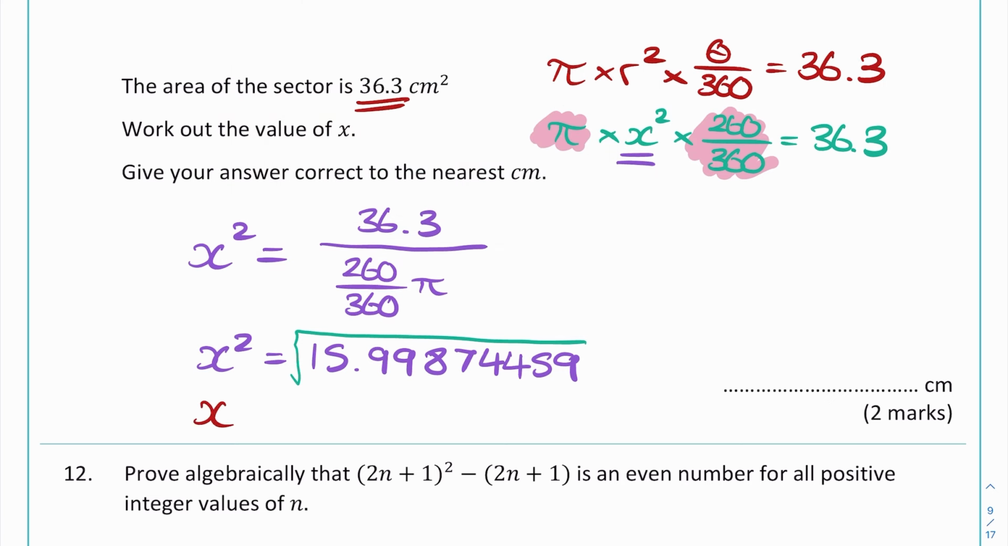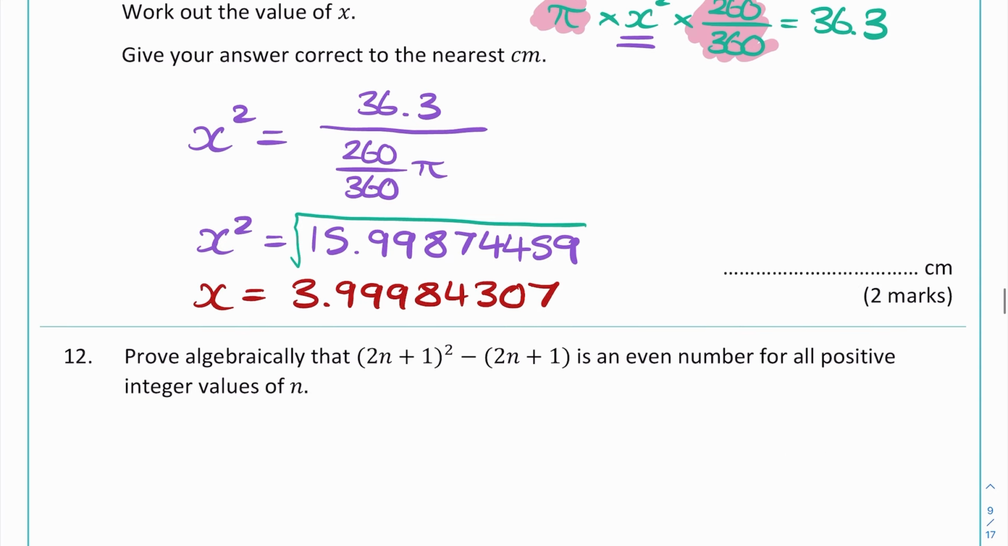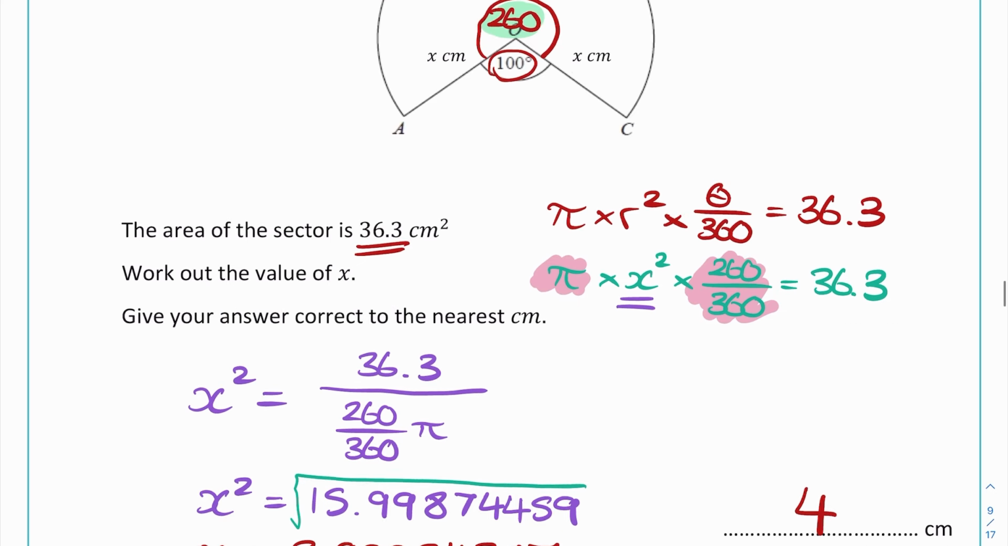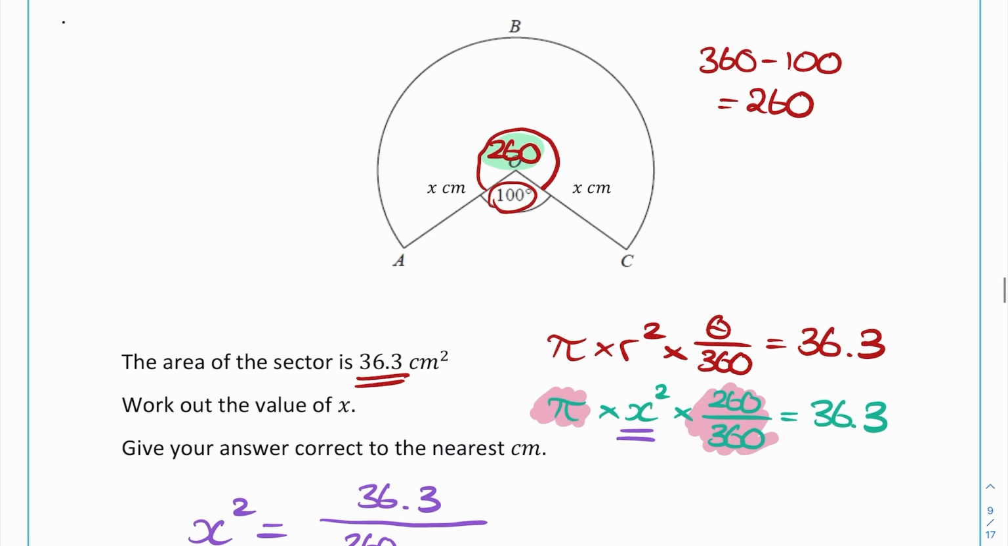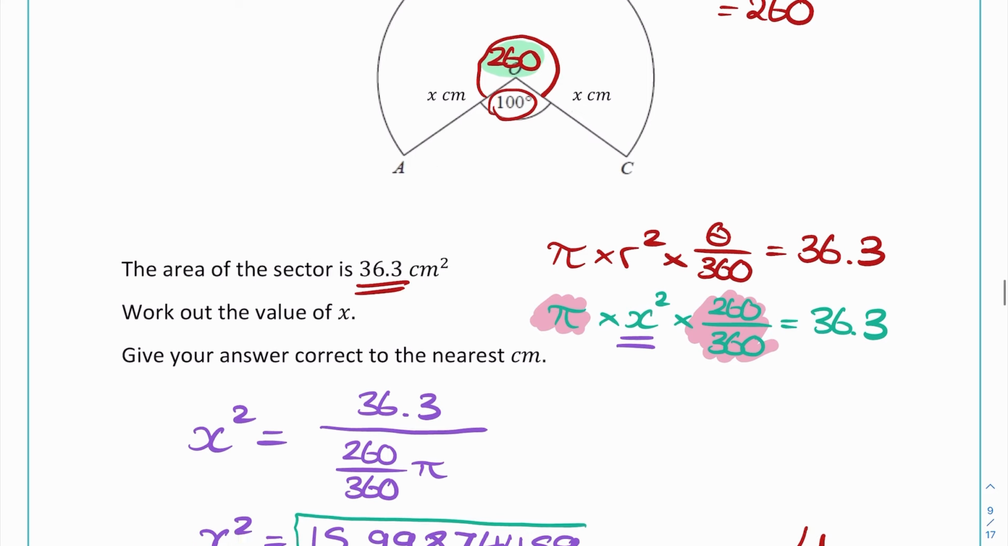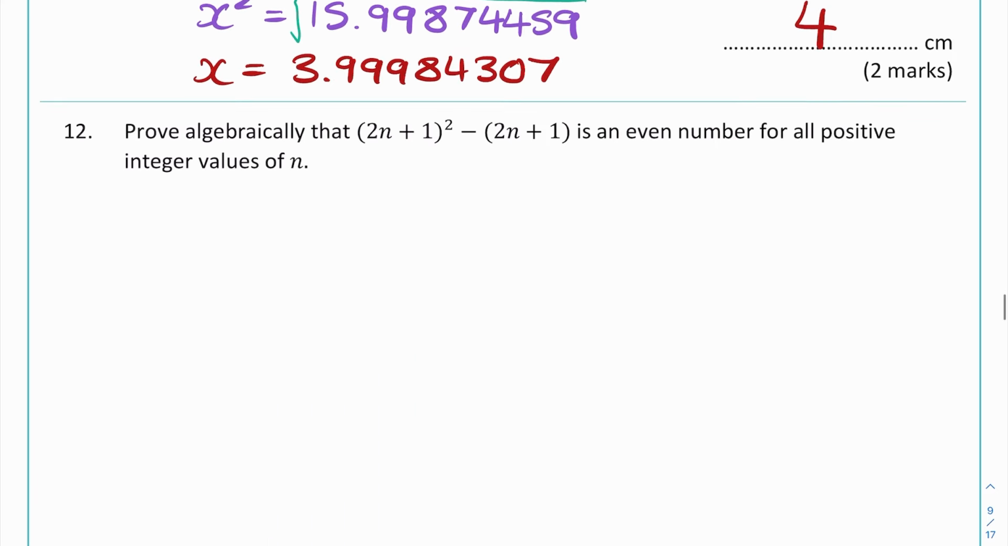So we get x is equal to 3.99984307. So obviously, correct to the nearest centimetre, that is going to be 4 centimetres. And there we go, there's my final answer for that reverse area of a sector. Right, so there we go. On to our next one.